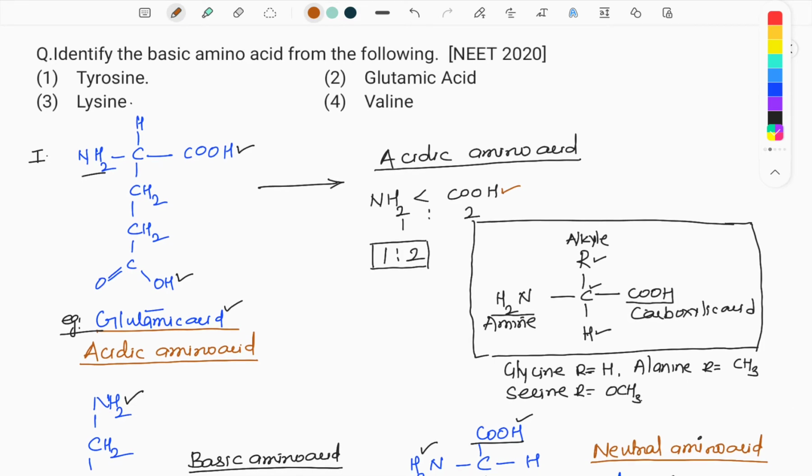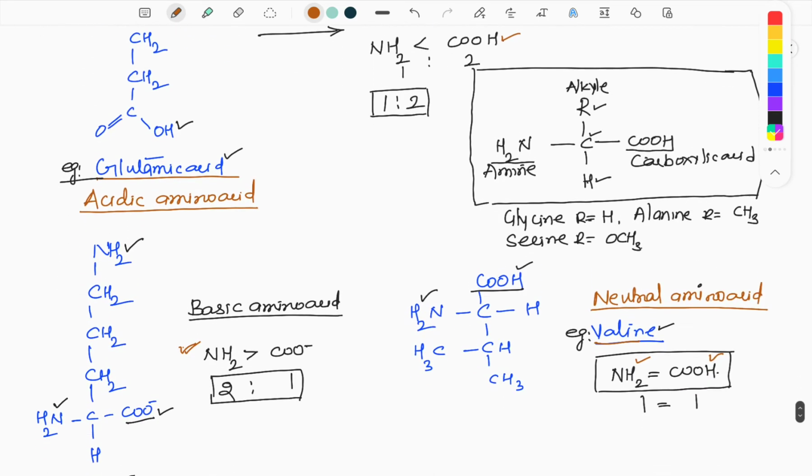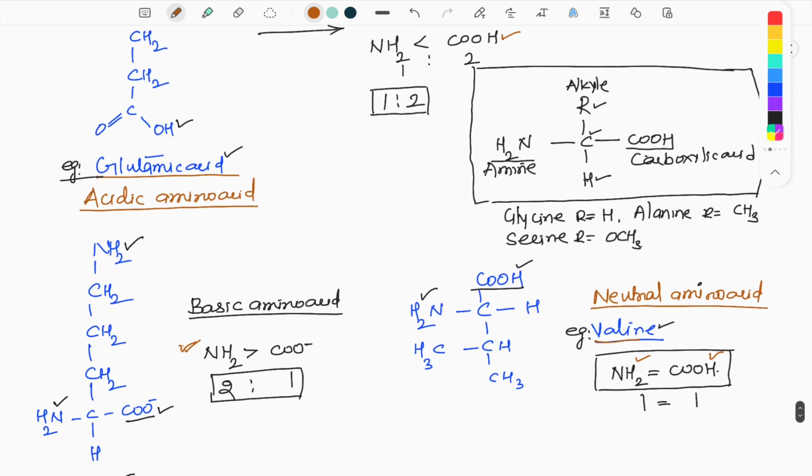Let us see the question here. Identify the basic amino acid from the following. Tyrosine, no, it's not. Glutamic acid, it's also not. And valine, it is a neutral amino acid. And this lysine is very much correct, that is a basic amino acid. So a basic amino acid is that which contains more amine groups than carboxylic acids.